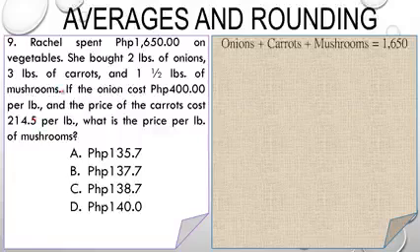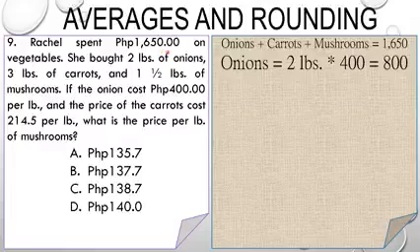So, our equation is the value of onions plus the value of carrots plus the value of mushroom is equal to 1,650, since ito yung ginastos ni Rachel para sa vegetables. Okay? So, to find the onions, we need to multiply the mass na nabili ng onions by the price of onions per pound. Okay? Since 2 pounds yung binili ni Rachel, we need to multiply it by 400. 400 is the price of the onion to obtain the total cost of the onion, which is 800.